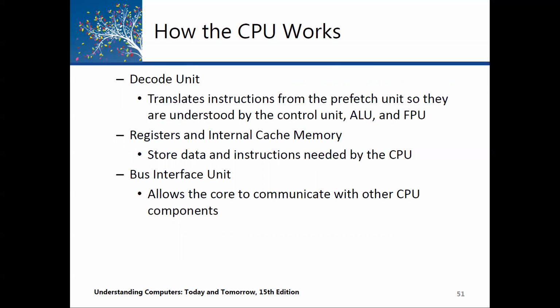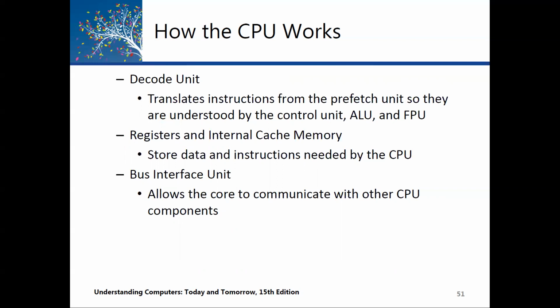Next are the registers and the internal cache memory. We already have discussed these two important concepts in the last video lecture. Registers store data and instructions nearby that are needed by the CPU, right? Registers hold the data that are the intermediate results of calculations, and cache memory holds the data or the instructions that are needed by the CPU, right? Okay, so the bus interface unit allows the core to communicate with other CPU components, right?